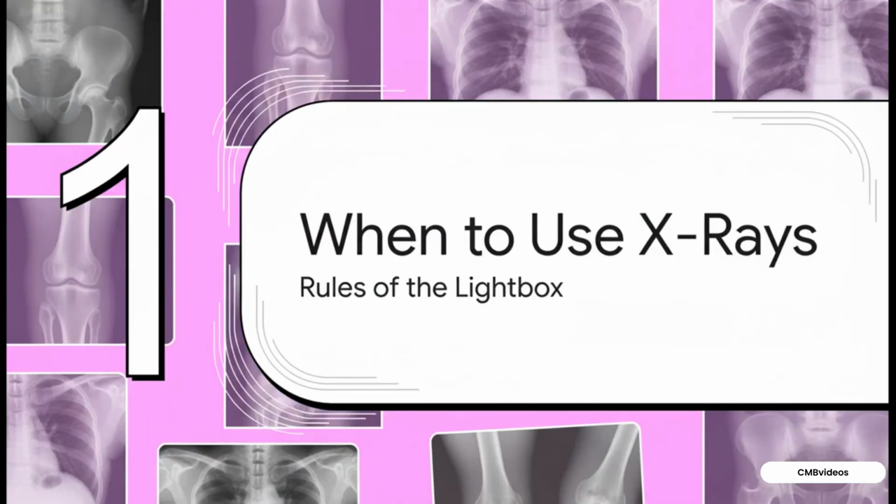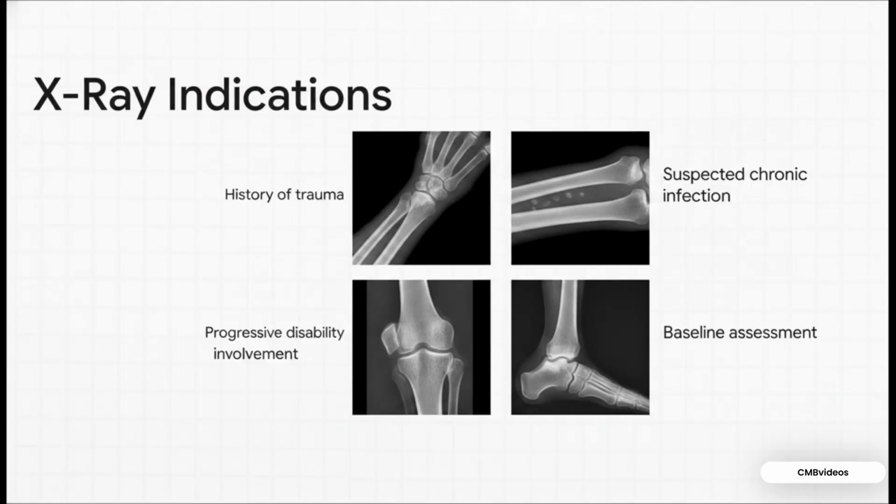Let's get to it. Before we even look at a single disease, we have to lay down the baseline rules of the light box. Because we don't just x-ray every single aching joint that walks into the clinic. That's a super common pitfall. We need solid clinical indications.